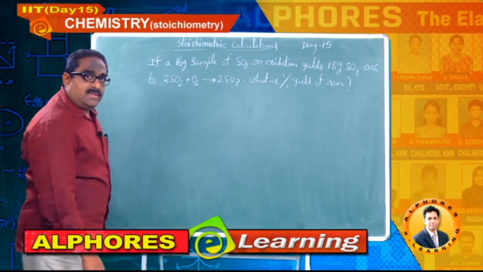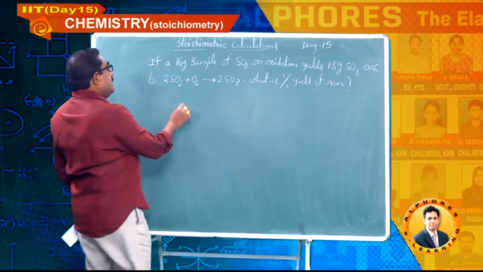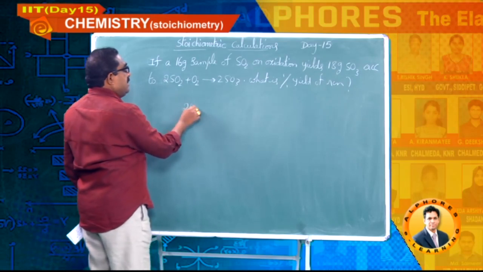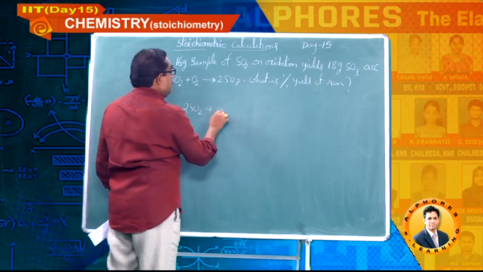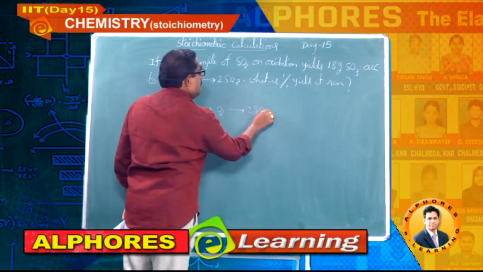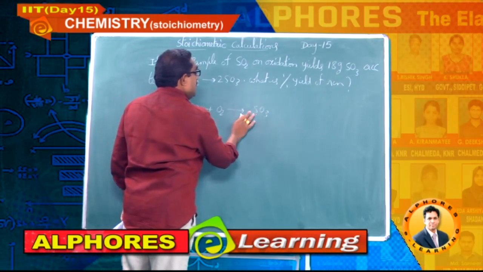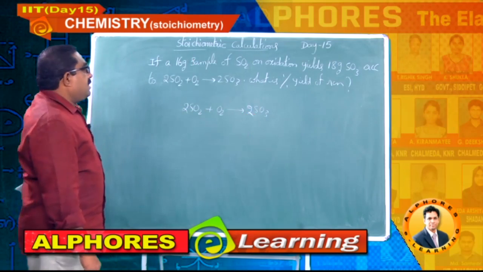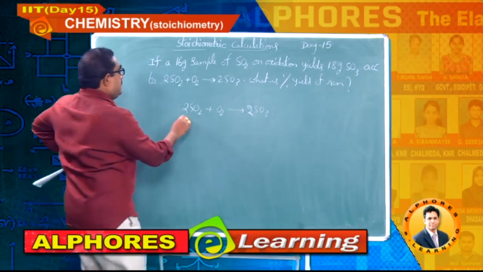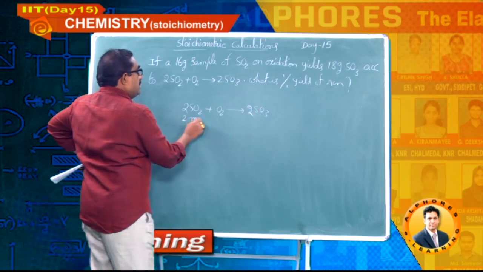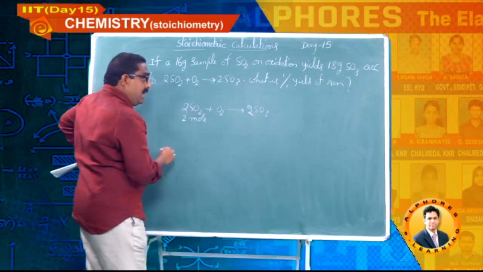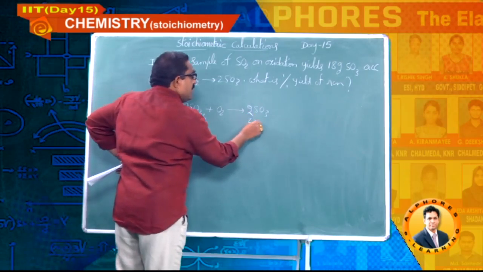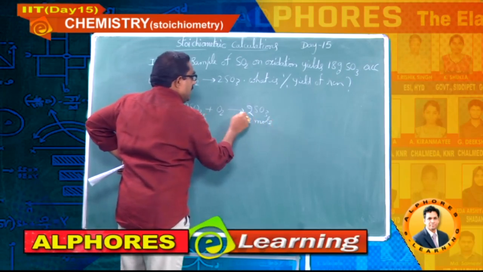Same approach. Let me write the balanced chemical equation. Okay, this is the balanced chemical equation. From this equation we can write that 2 moles of sulfur dioxide can yield 2 moles of sulfur trioxide on oxidation by oxygen.